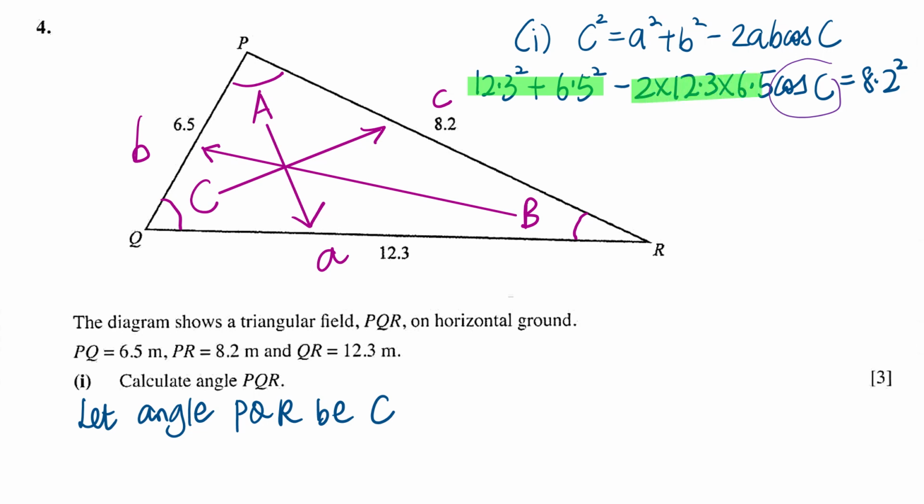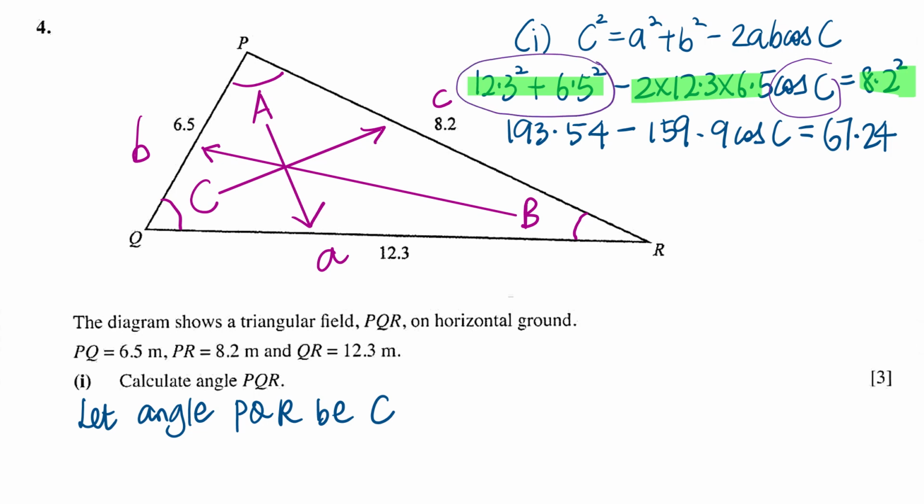So using the calculator for 12.3 squared plus 6.5 squared, you will get 193.54. And 2 times 12.3 times 6.5 will give you 159.9 times cosine C. Cosine C is unknown, so you can't do anything with it, just leave it there. And 8.2 squared is 67.24. So the next step is that we're going to minus 193.54 on both sides.